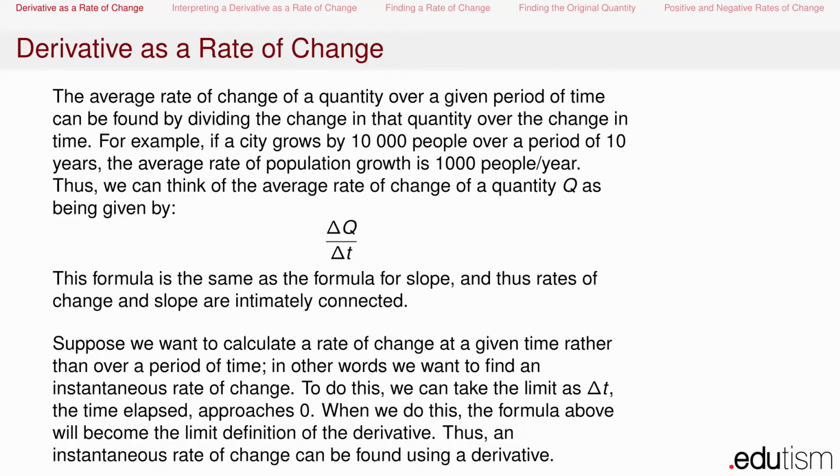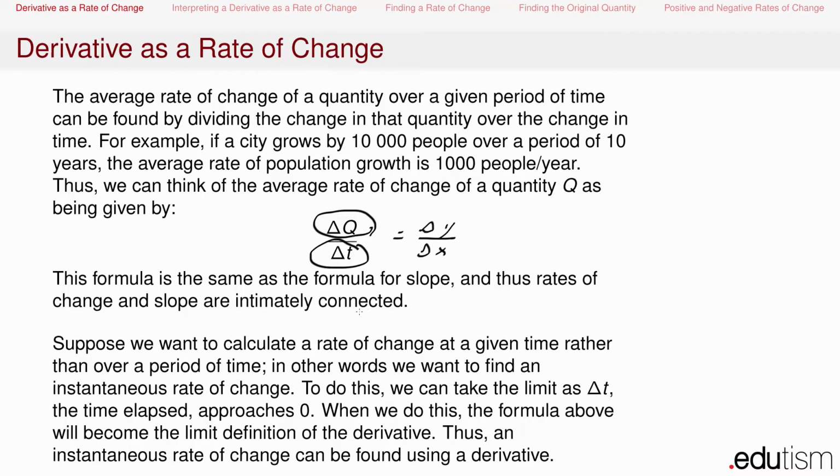In this way, we can think of the average rate of change of a quantity as being given by delta Q over delta T. This is the change in quantity over the change in time. This is related to the old formula delta y over delta x, which of course is the formula for slope. This formula is basically the same as the formula for slope, except the variables are different. Rather than having y and x, we have q and t. So rates of change and slope are in fact intimately connected.